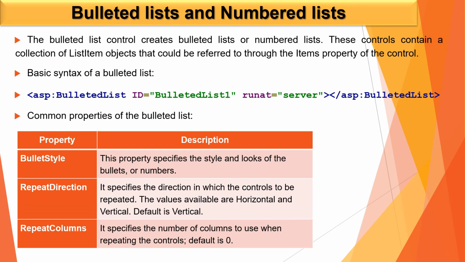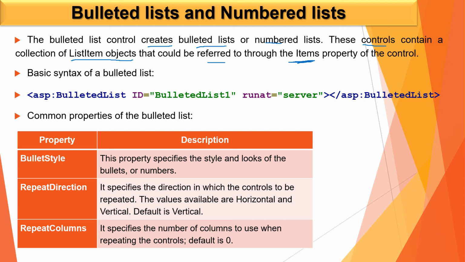Now the next are the bulleted list and the numbered list. These controls create the bulleted list and numbered list. They contain a collection of list items that can be referred to through the items property of the control. So the items property for each of these list controls is very important, which we can change at the time of development as well as at the time of design.